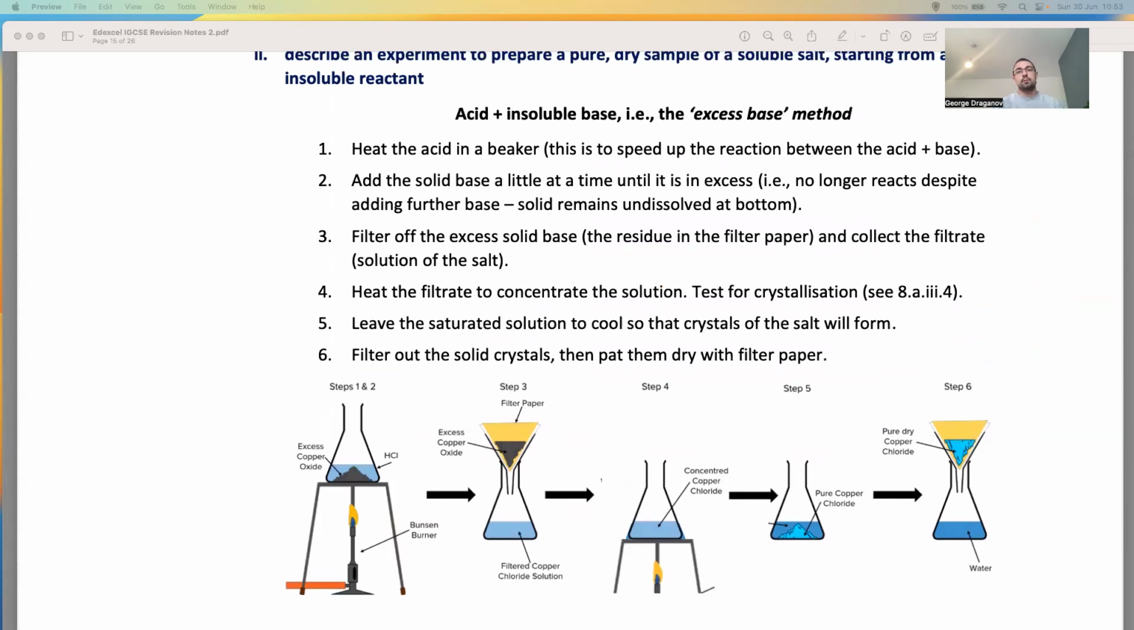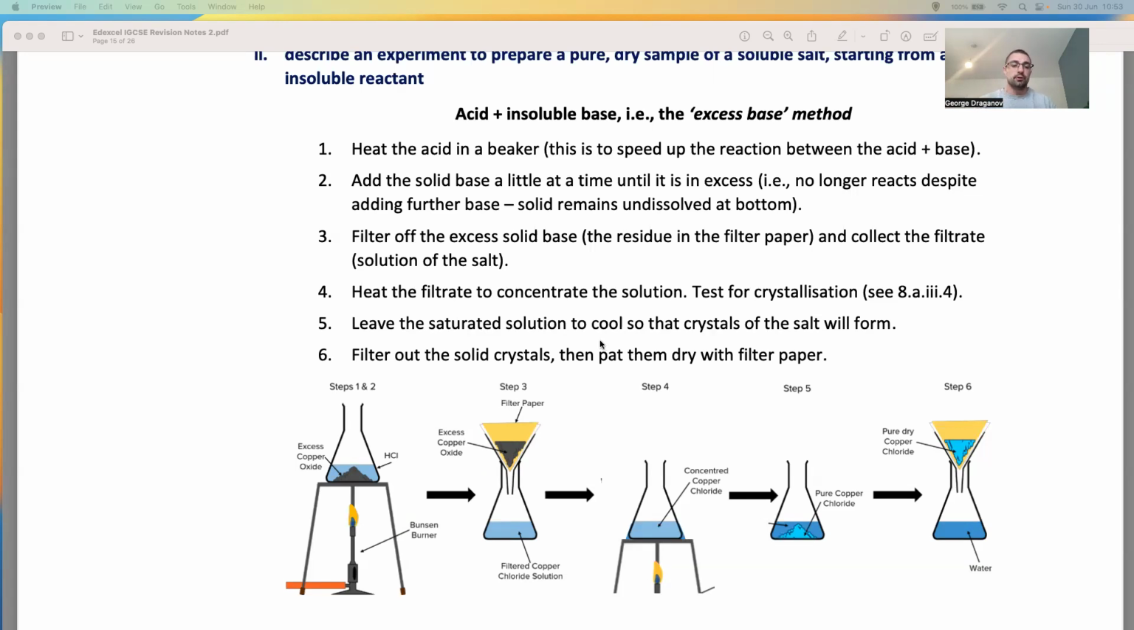So the important points being that the metal oxide has to be in excess to react all the acid. And the important point is you don't boil all the water off. You boil approximately half the water off gently until crystallization is reached. Then you leave to cool and crystallize. Right, that completes the basic part of this.